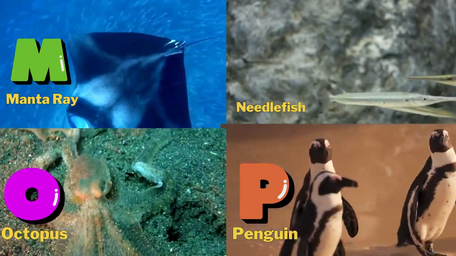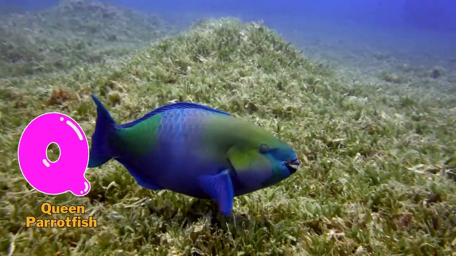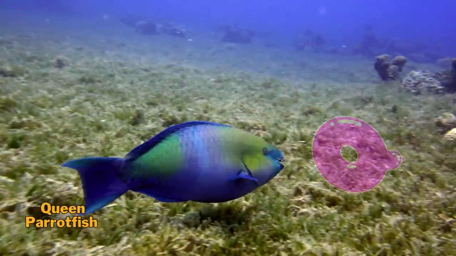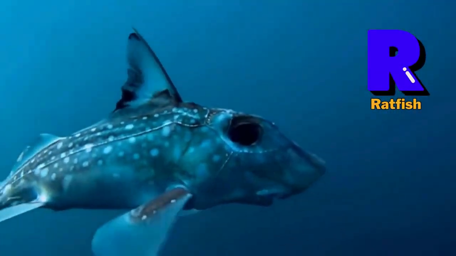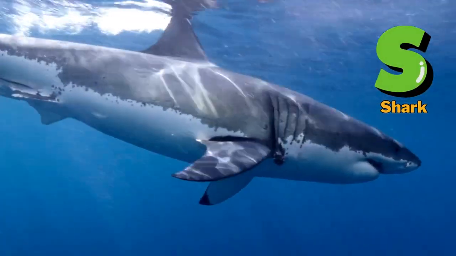Q is for queen parrotfish. R is for ratfish. S is for shark. T is for turtle.